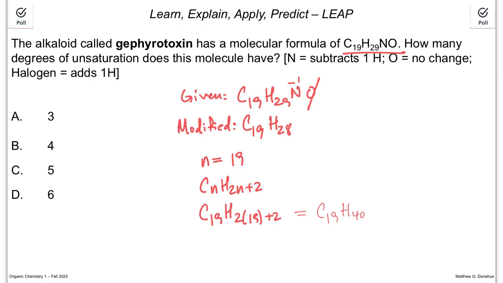So we plug that in there, we get C19H40. So that's the maximum number of hydrogens for 19 carbons. And so then we just subtract out our modified one. So we get H12. Then a degree of unsaturation was defined as H2. So we get 6 degrees of unsaturation.